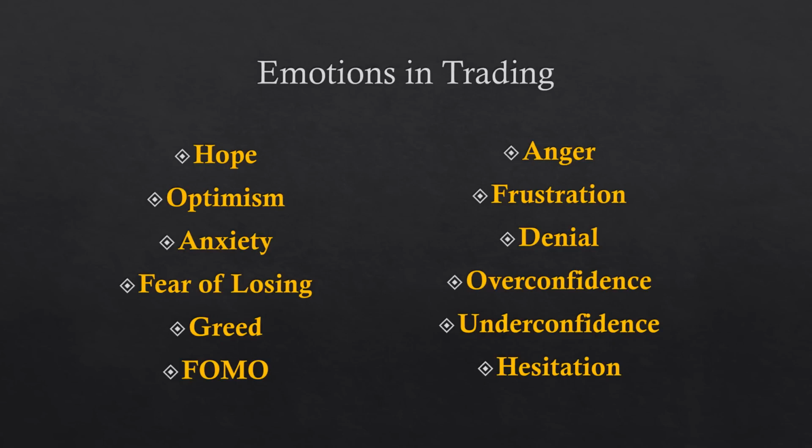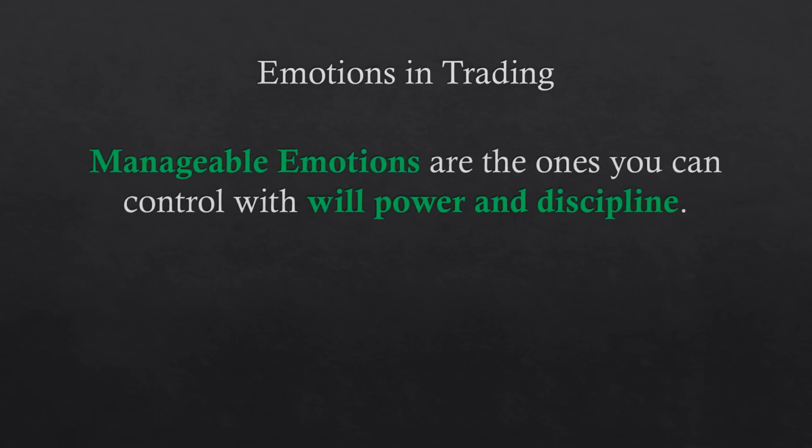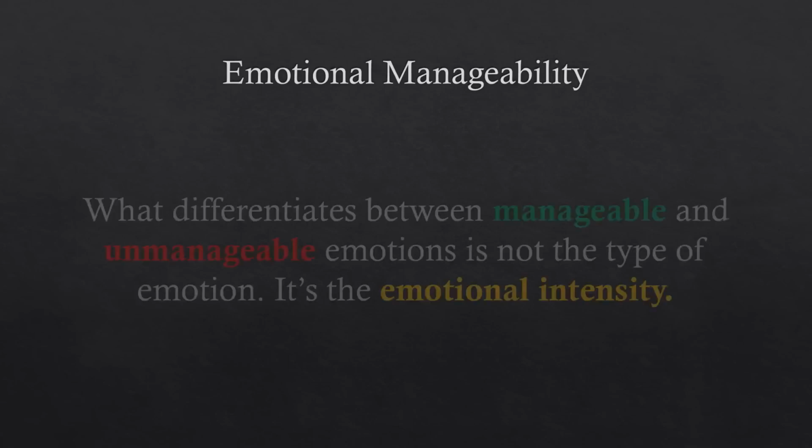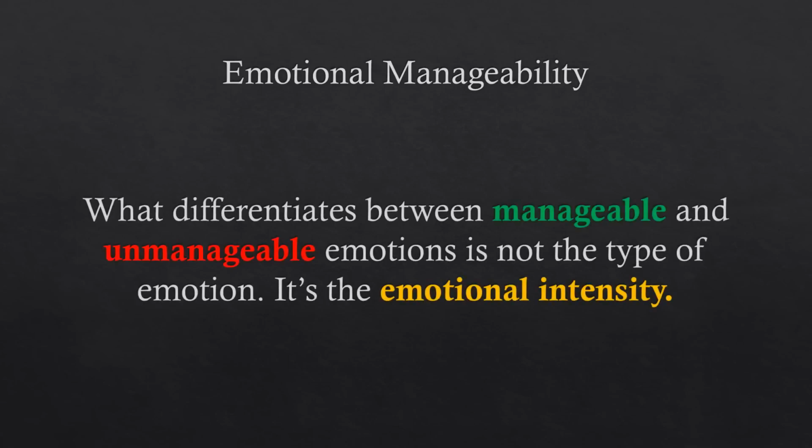From this idea that good and bad emotions appear in trading, we can conclude that traders must be able to learn how to manage such emotions efficiently. What a few traders fail to realize is that there are emotions that are possible to manage and others that are unmanageable. The manageable emotions are those you can control with willpower and discipline. Unmanageable emotions are those you cannot control with willpower and discipline. In other words, these are the emotions that take over you and force you to make bad decisions in the market. What differentiates between manageable and unmanageable emotions is not the type of emotion, it's the emotional intensity.